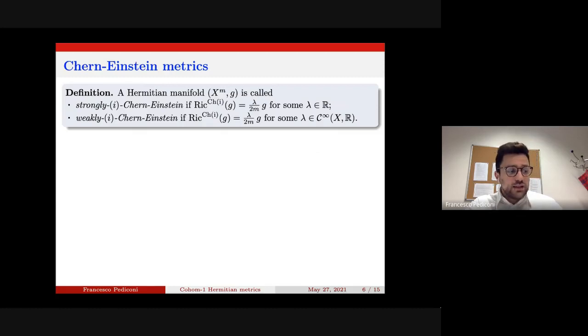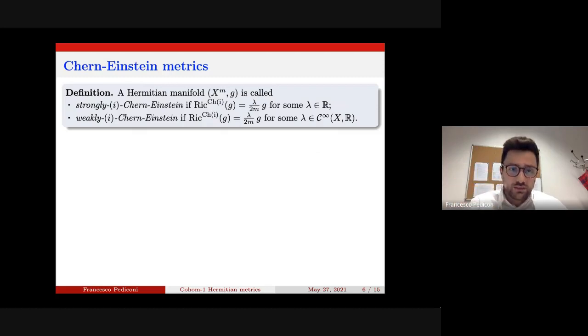So here, let me stress that this is the big difference between the Hermitian non-Kähler setting and the Riemannian setting. When you define the Einstein condition for Riemannian metrics, if the Riemannian Ricci tensor is proportional to the metric, then the proportionality factor is necessarily constant, at least in dimension greater than or equal to 3. For a Hermitian manifold, this is not the case anymore. In general, this lambda, which is the Einstein factor, can be a non-constant function. So this is why we introduced the nomenclature strongly Chern-Einstein if the scalar lambda, which is equal to the scalar curvature, is constant.